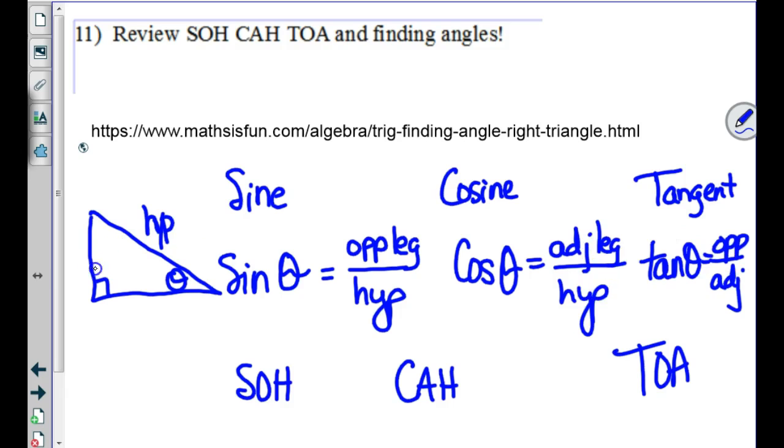The 2 legs, though, opposite over adjacent, or if I was talking about this angle, opposite over adjacent, if it was this one, it could be longer, more than 1, right? The tangent can be more than 1.